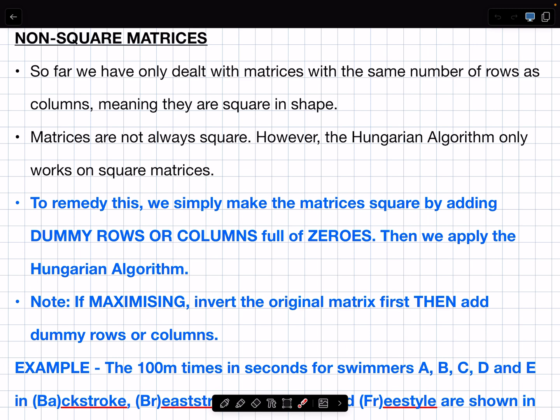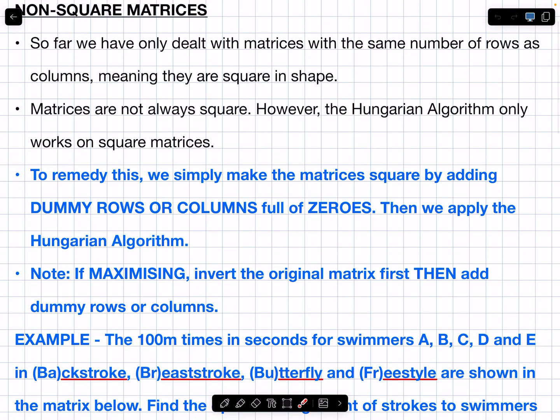So once again, for the people that came in later, the last lesson of Year 12 General Mathematics is the idea of dealing with non-square matrices. Hungarian algorithm only works when they're square. So same number of rows as columns. So how do we fix this? You make it square. How do you make it square? You add the right number of rows or columns full of zeros to make it square. And just the added note of if you're maximizing, you need to invert first, then add the dummy row of zeros or the dummy column of zeros. Can you get that, please?